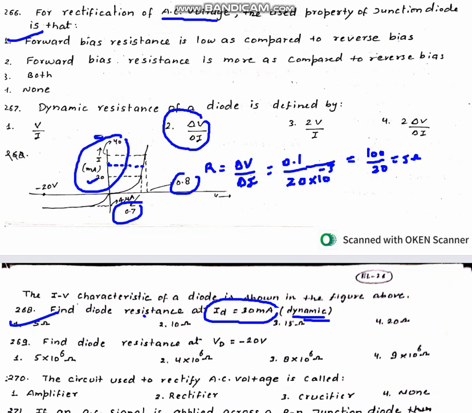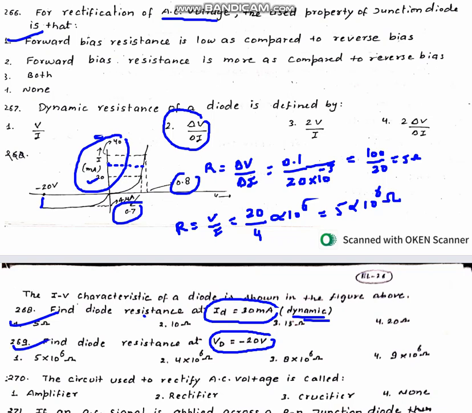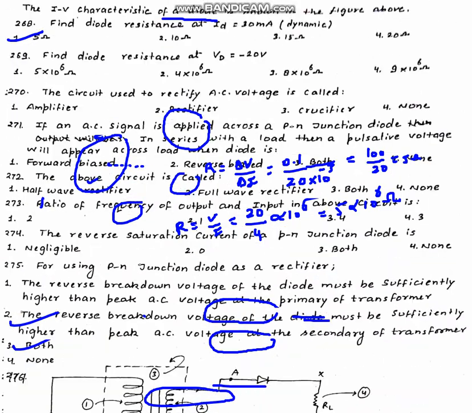Next is diode resistance at VD equal to minus 20 volt. Here we can use directly the property that R is equal to V upon I. V is 20 here and I is 4 microampere, that will be 10 to the power 6. If you solve it, it is 5 into 10 to the power 6 ohm, which is given by the first option. Next is the circuit used to rectify AC voltage. It's also called the rectifier circuit. So second will be correct over here.